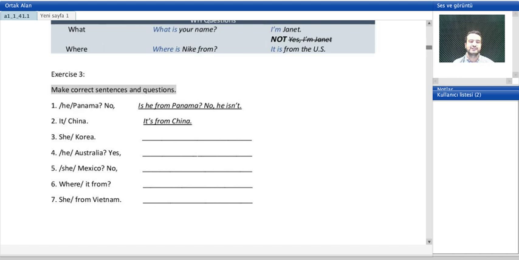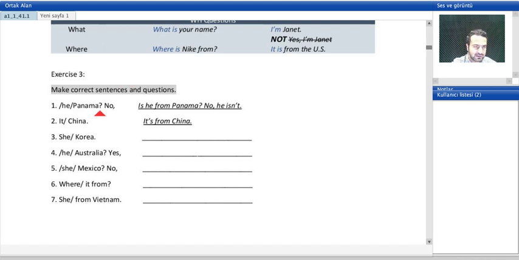Okay, the exercise. Exercise 3. Make correct sentences and questions. So we have both questions and sentences. For example, for number one and number two, both have been done for you. We have, is he from Panama? Yes, is he from Panama? No, he isn't. Or it's from China.